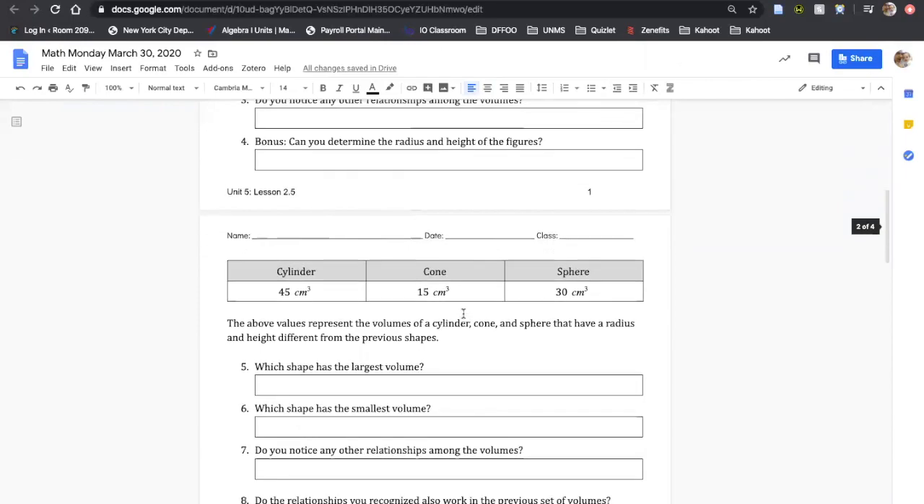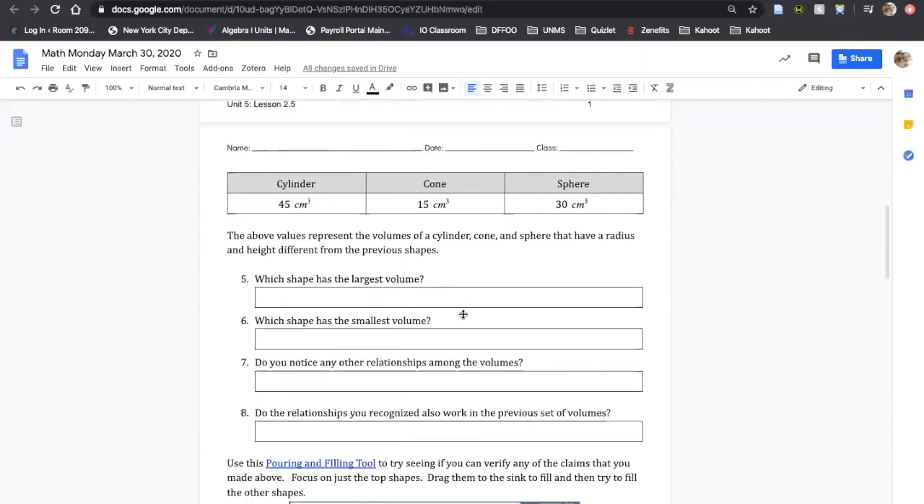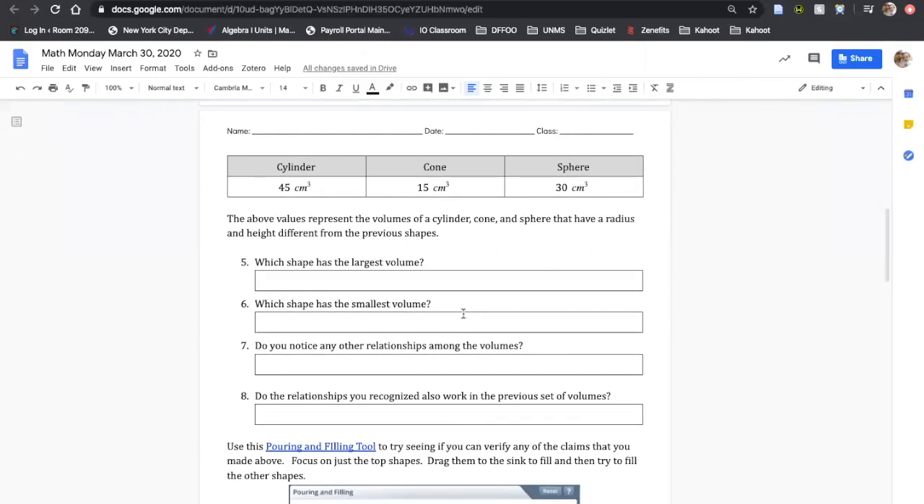Now, we're moving on. And again, I have another example similar to the last one, but these numbers might be a little bit easier to comprehend. So I have another cone, cylinder, and sphere, and these are the listed volumes. Again, you're going to answer the same set of questions that you just did. First, which one has the largest volume? Which one has the smallest volume? And then, do you notice any other relationships among the volumes?